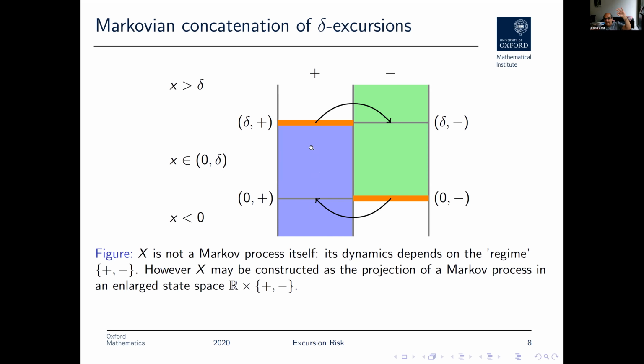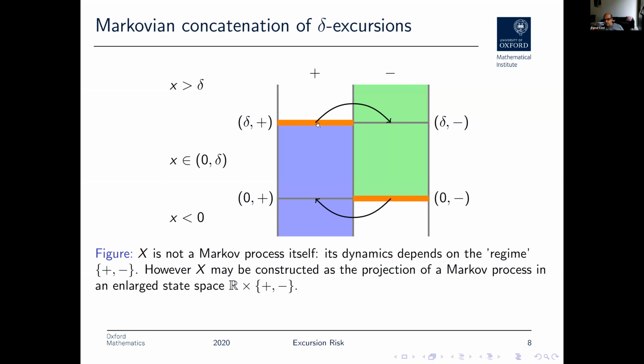So in the plus regime, I live on minus infinity to delta. I live below delta. So I start somewhere here. Say I start at 0, and now I'm in the plus phase. So I'm going to evolve here. I'm going to go up, down, up, down, up, down. And at some point, I'm going to reach delta, and then the process transitions over to the minus phase.